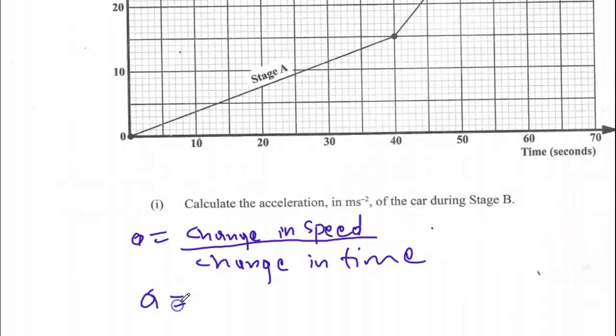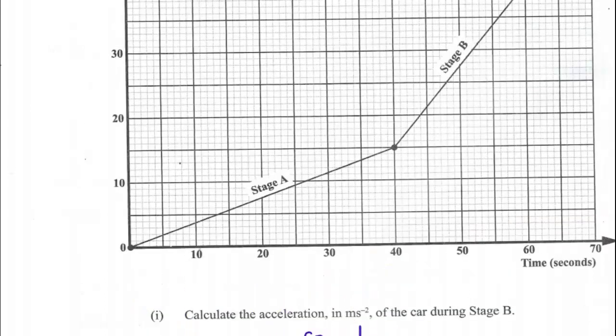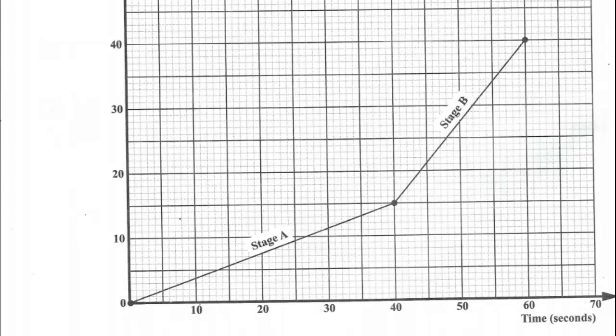Alright, so for stage B, let's see how much the time and the speed change by. Let me do the speed first on the vertical axis. On stage B, the initial speed was 15, midway between the 20 and the 10. And the final speed was 40. So the change in speed would have been 40 minus 15.